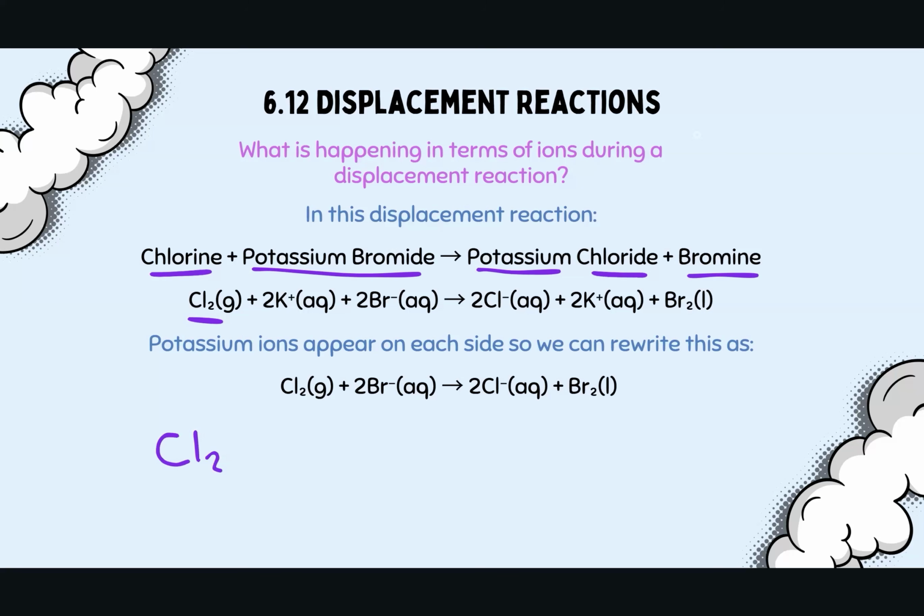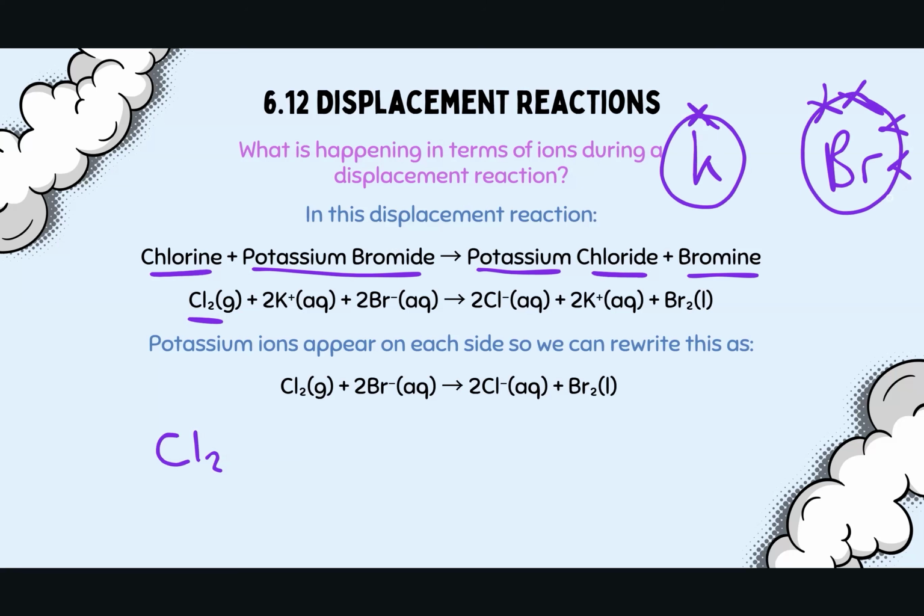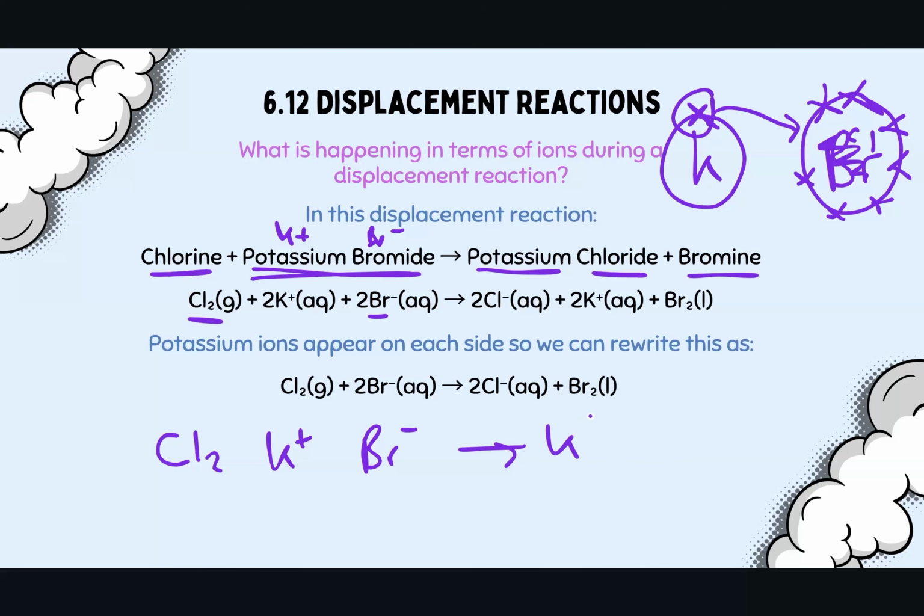Now potassium bromide. Potassium had 1 electron in the outer shell. Bromine had 7 electrons in the outer shell. So potassium has given its electron away, so potassium has become K+. Bromine has become Br-. So that's potassium bromide, K+, Br-. Now with potassium chloride, it's the same reaction as this, except with chlorine. So we've got K+ and Cl- plus bromine. Now bromine is Br2.